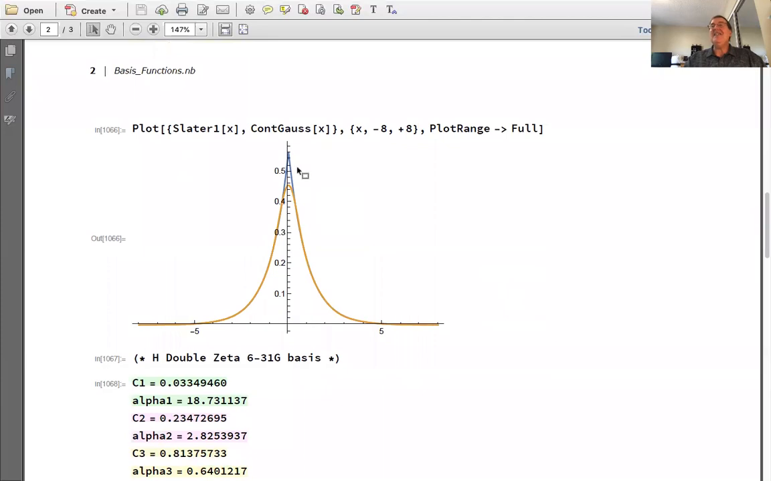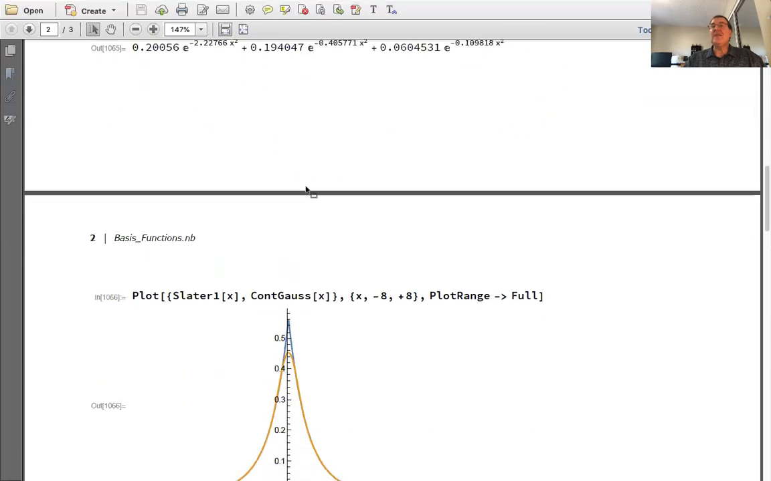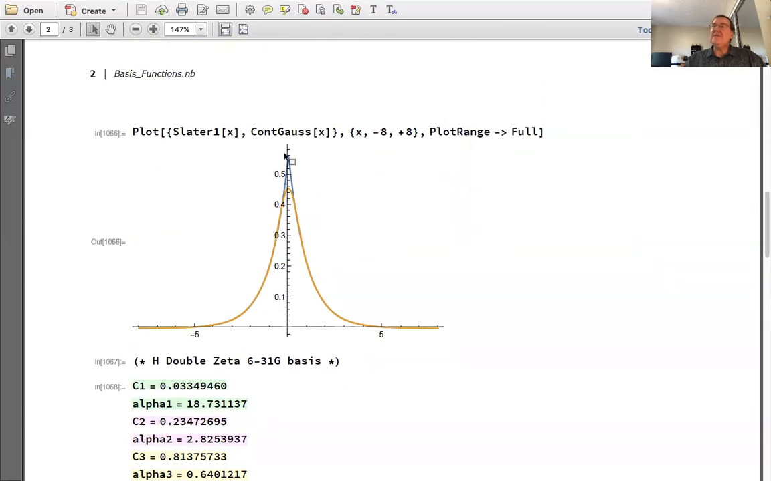By golly, look at that. There's the Slater function. Let me make sure my colors are right. No, that's right. There's the Slater function, and it definitely has a cusp at the nucleus. Here's the contracted Gaussian, the sum of three. And it doesn't have a cusp, but it's got more of a peak than the previous Gaussian did. And look at how well it represents the decay of that exponential. Even though none of those single Gaussians can do that by themselves, the sum does a pretty good job.